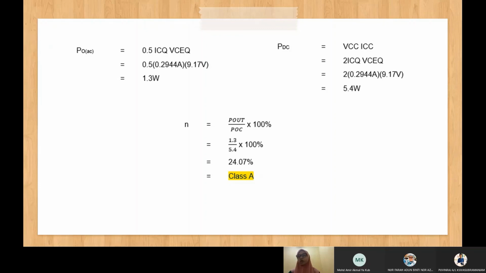And also we can get the efficiency using the formula output power over power consumption times 100%. So we substitute the values and we get the efficiency equal to 24.07%. So we can assume that it is Class A, and an example of an application that uses Class A is the pre-amplifier. Okay, next I will pass to Adli.